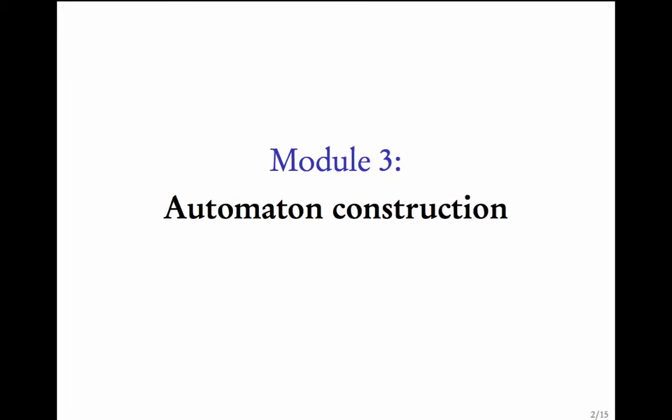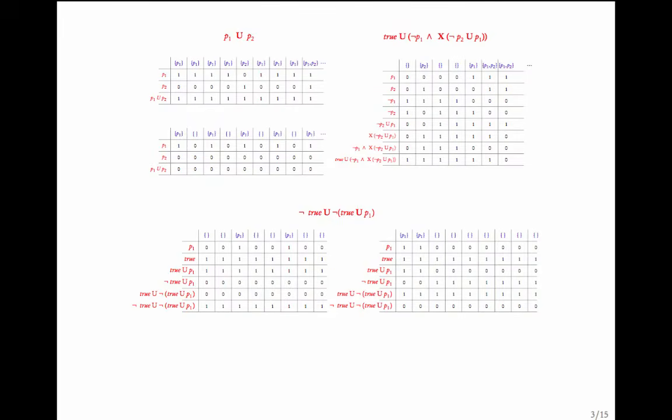In this module, we will see the final algorithm for converting an LTL formula into a Büchi automaton. In the last module, we saw what are called formula expansions. Given an LTL formula and a word, in the formula expansion, we evaluate every subformula at every position in the word. This gives us some kind of an infinite table.